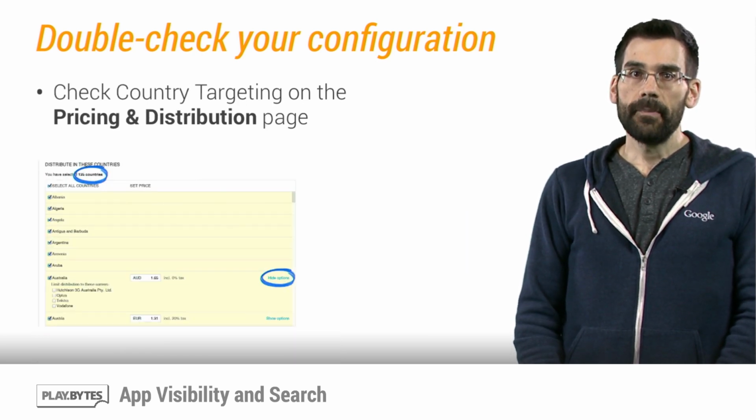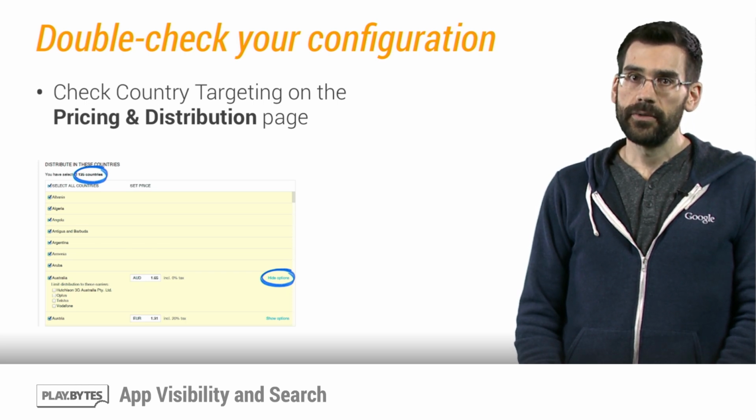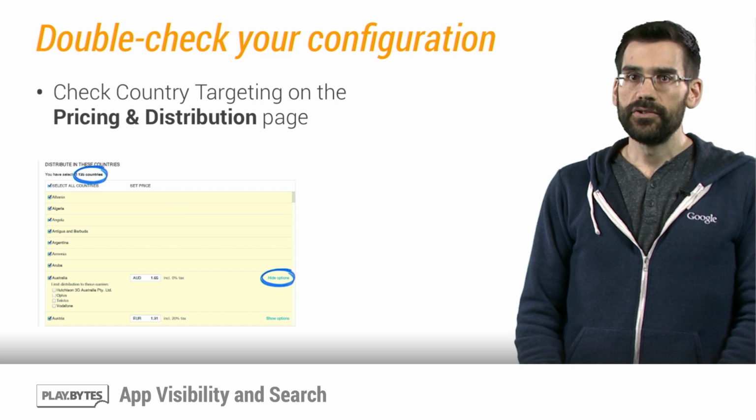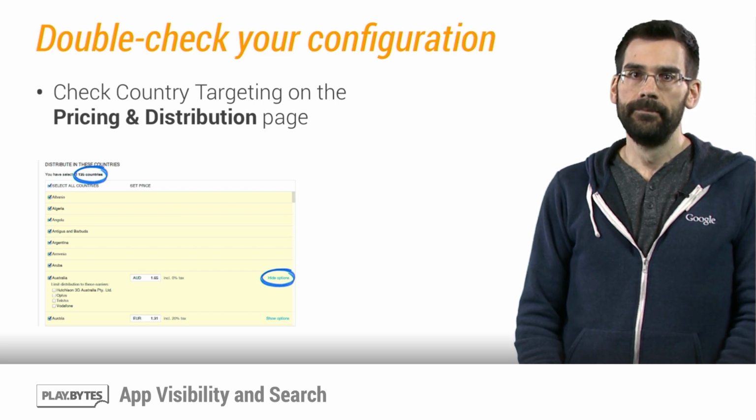Next, check your app's pricing and distribution page to make sure that you've targeted all the countries that you want to distribute to. Click Show Options to verify you haven't restricted distribution to any particular wireless carrier.